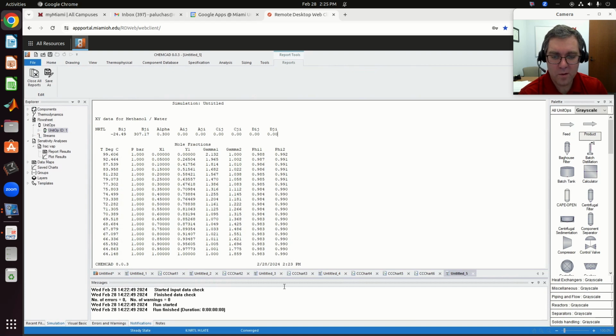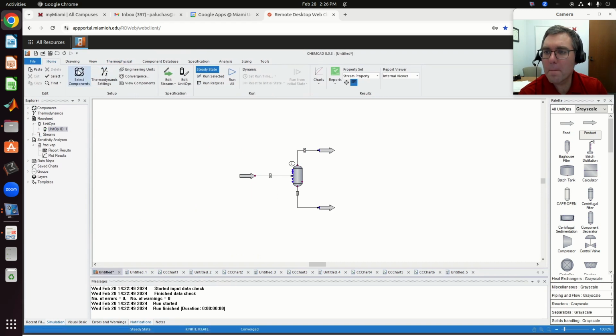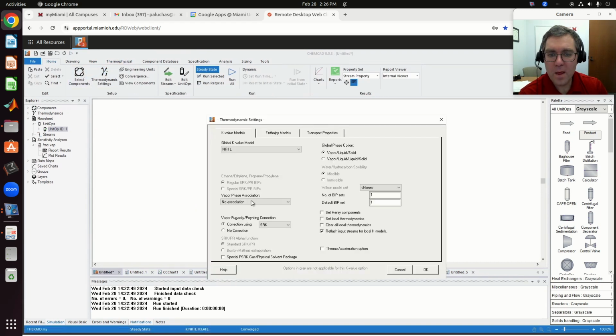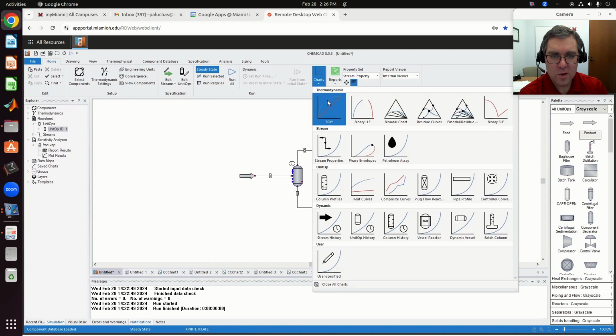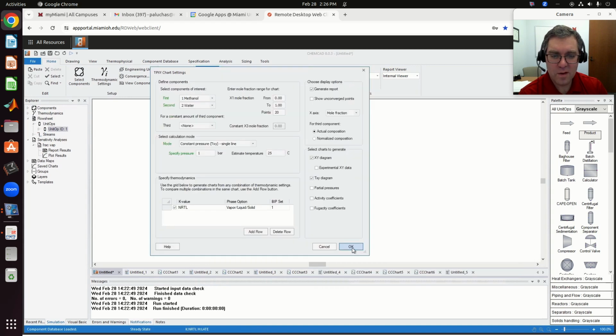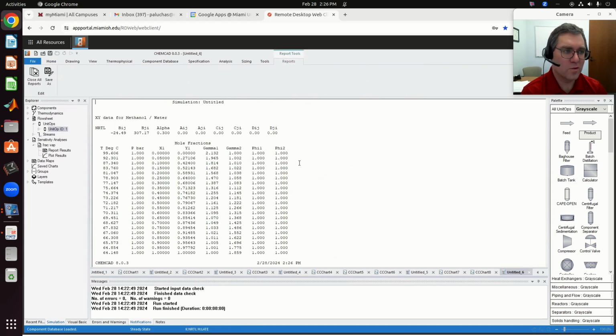If I come back over here to my thermodynamic settings, and say no correction, what will happen is when I generate my TXY and do exactly the same calculation, and look at the tabulated data, you'll see the computed fugacity coefficient is 1. With no correction, I'm not calculating the fugacity coefficient using the equation of state, so it's just going to use a value of 1. And that's what we see here.